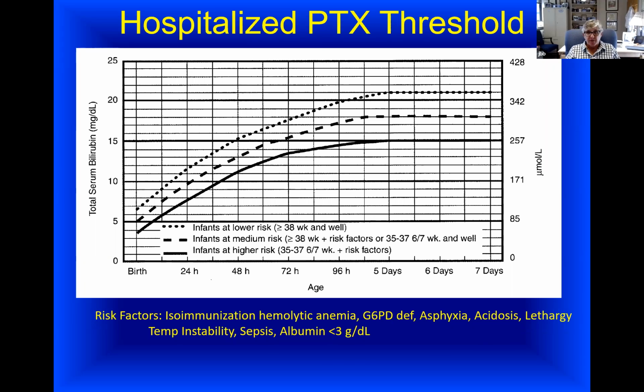Hospitalized phototherapy threshold. Again, infants at lower risk, the dashed line, infants at medium risk, and infants at higher risk. The risk factors are down there on the bottom for you. Again, hemolytic anemias from isoimmunization, G6PD, which I've talked about over and over again, asphyxia, acidosis, lethargy, which we talked about being a sign of kernicterus coming on, temp instability, sepsis, and low albumin. All signs of going to put you at more risk of needing phototherapy.